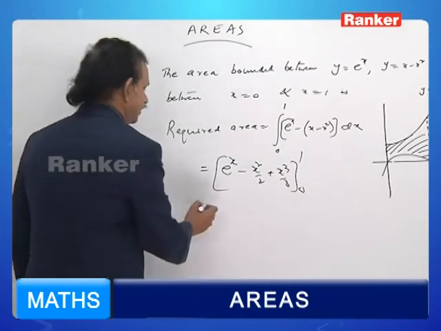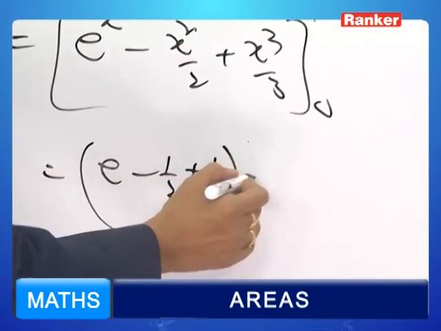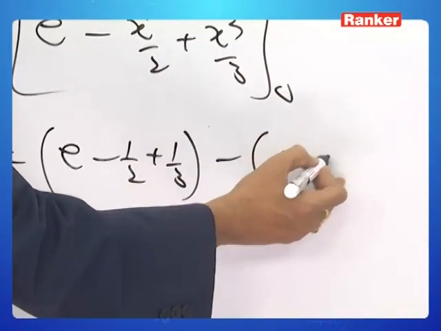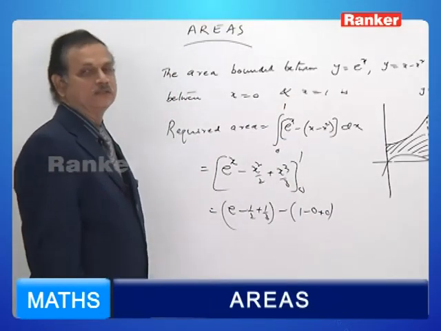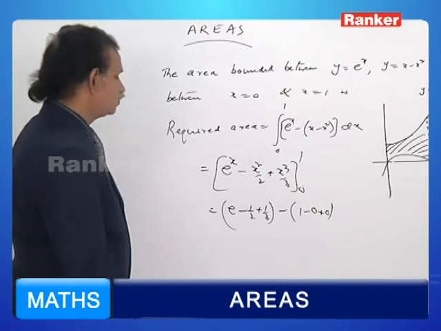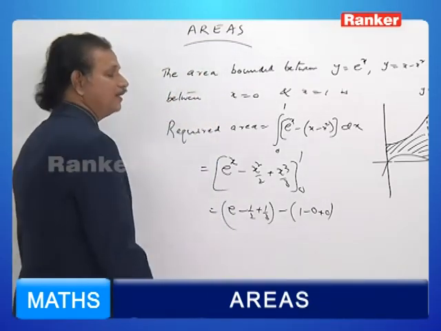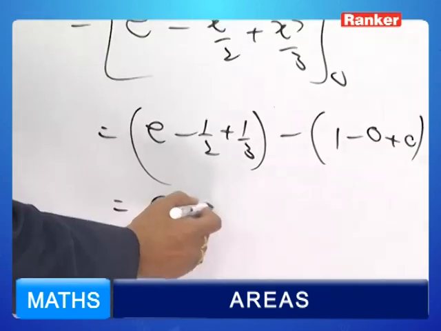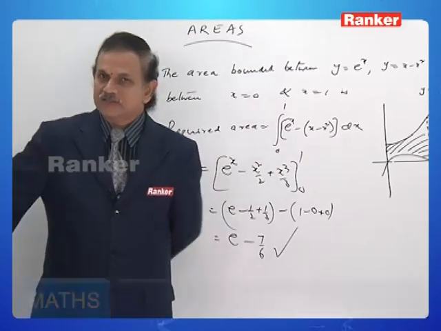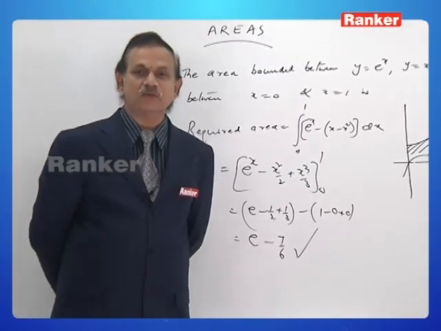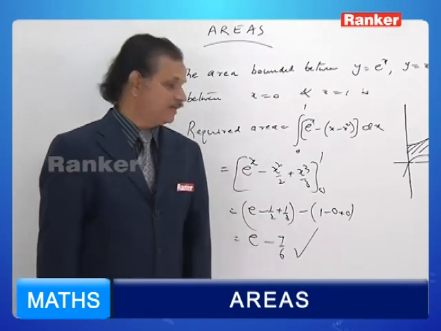Substitute the limits. This is e minus 1 by 2 plus 1 by 3 minus e power 0 minus 0 plus 0. Altogether, minus 1 by 2 plus 1 by 3 is just nothing but minus 1 by 6. Minus 1 by 6 and minus 1. Minus of 1 plus 1 by 6, that is equal to e minus 7 by 6 is the required area. 1 plus 1 by 6 is 7 by 6. Minus of 1 plus 1 by 6 is minus 7 by 6. So the answer is e minus 7 by 6.